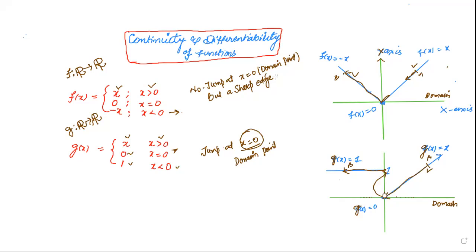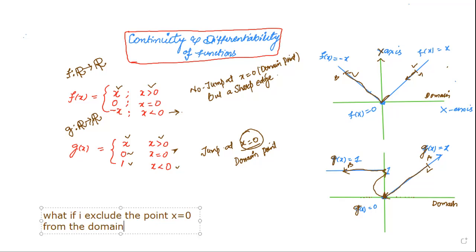So we discuss the continuity on the domain points. But my question now, let me write the question. My question is simple, very simple question. What if I exclude the point x equal to 0 from the domain of g?